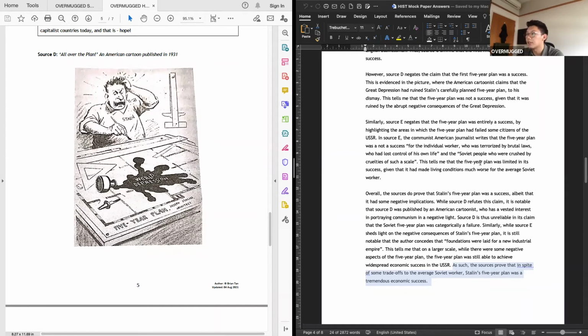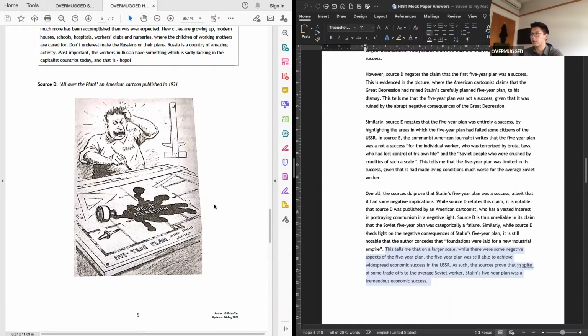How did I deal with the sources that refuted this claim? First, I discredited this particular source here by showing that it was unreliable. And then over here, I managed to use the content of the source itself to come to a more nuanced conclusion to show that I have a good understanding of the question demand.